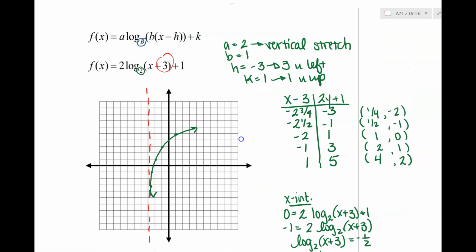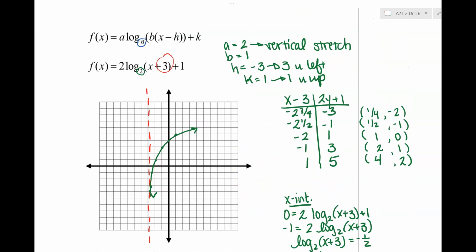That was fast. If you need to rewind, please, please, please do. But that is example number 2.